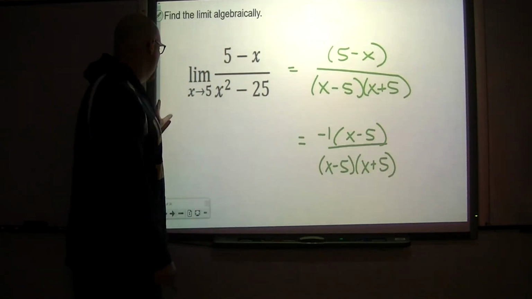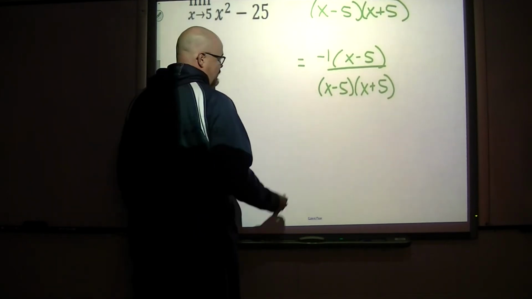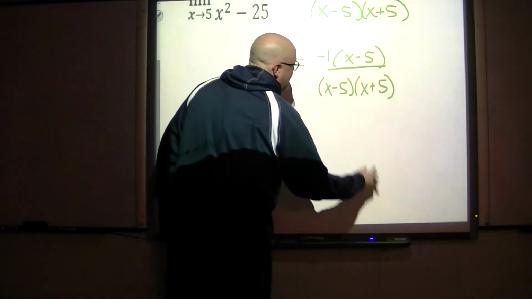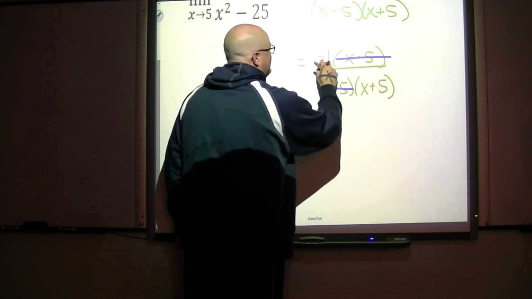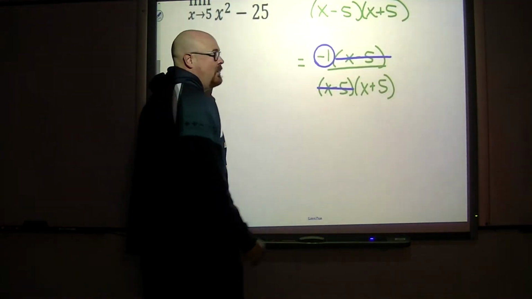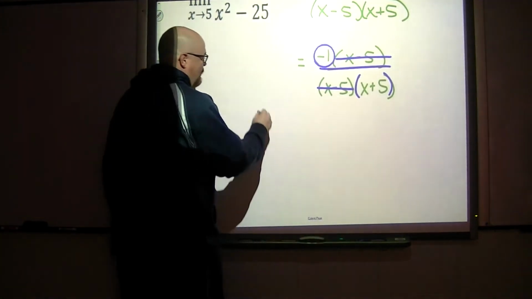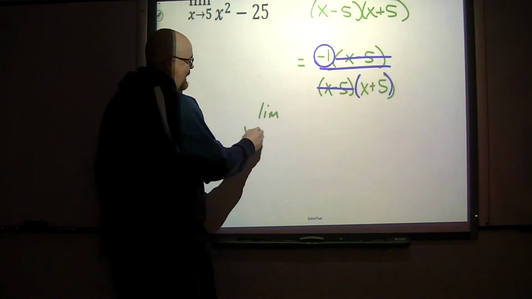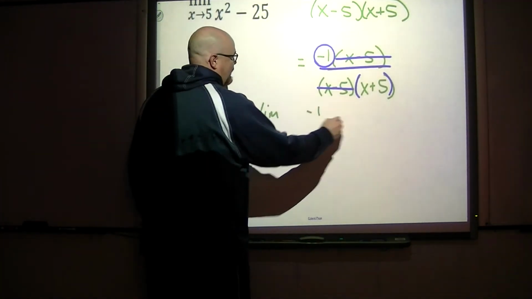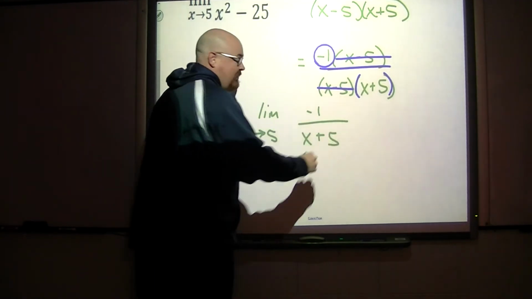Now I can cancel. But when I do this cancellation, okay, when I cancel x minus 5 and x minus 5, this negative 1 is still on the top of a fraction where this is on the bottom. So now I'm doing the limit as x approaches 5 of negative 1 over x plus 5. I see this a lot.